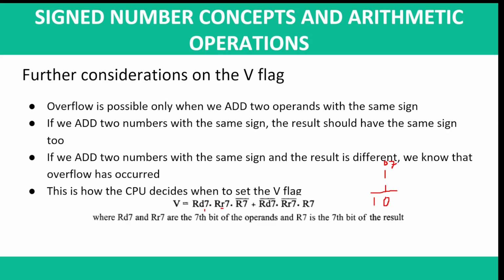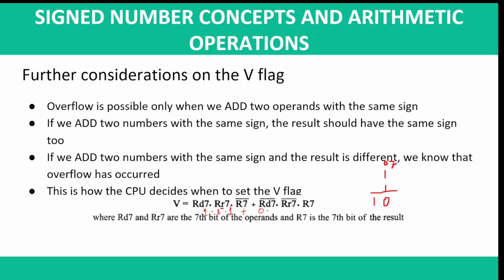And then ANDing them together with the inverse of the result. So, the inverse of 0 is 1, so we also have 1 in here. So, 1 ANDed with 1, ANDed with 1. And ORing it with the inverse of RD7. So, we have here 0.